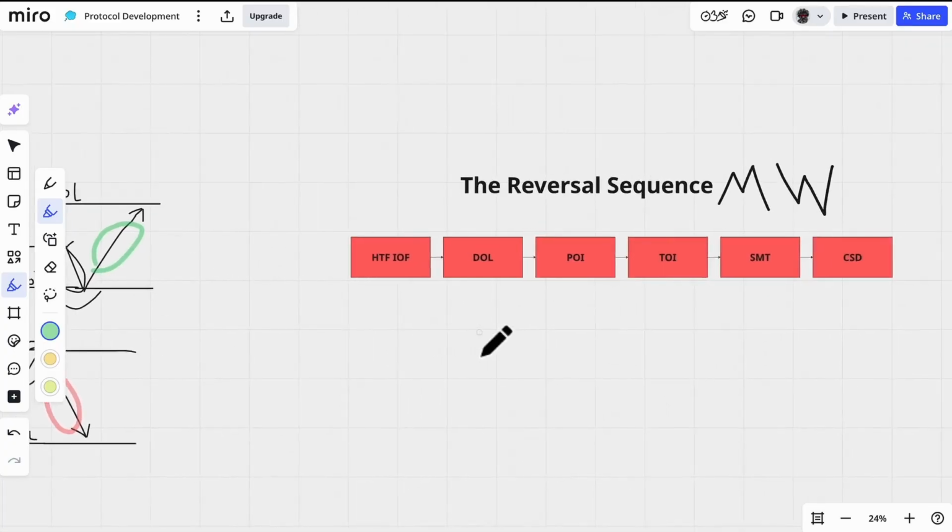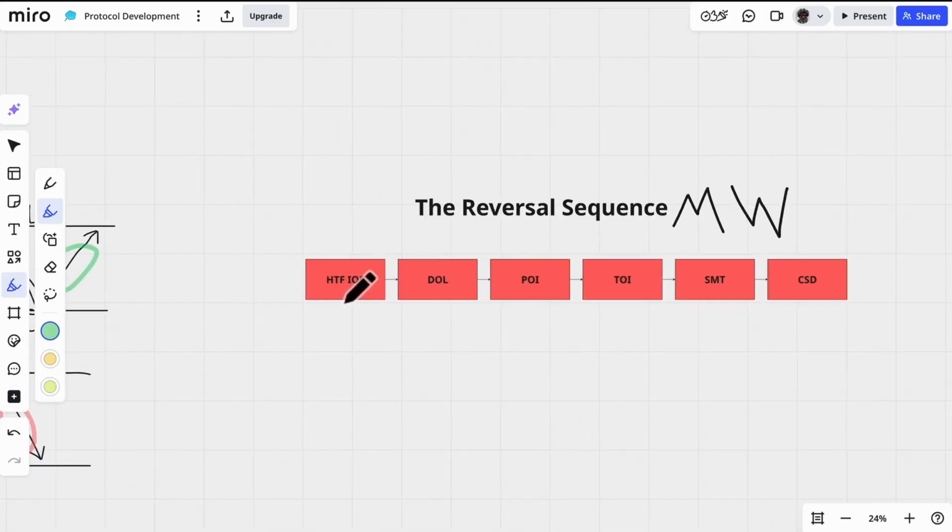Now, after the reversal sequence has been established from the higher time frame institutional order flow to the POI, the next step is paying attention to the time of interest, to the SMT and the CSD. So these are basically the fundamental concepts from a simplified perspective.